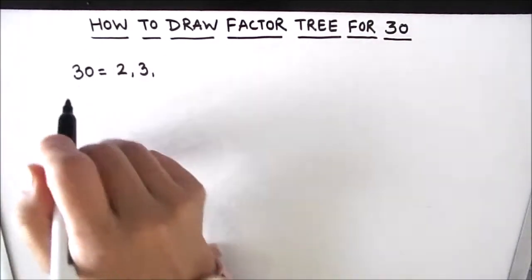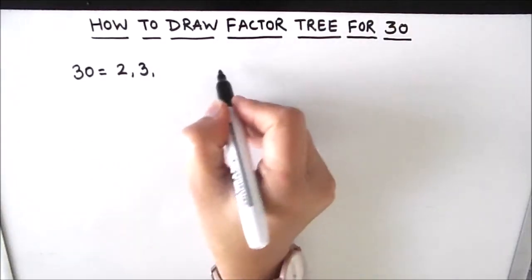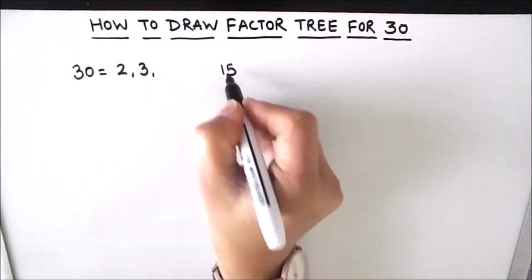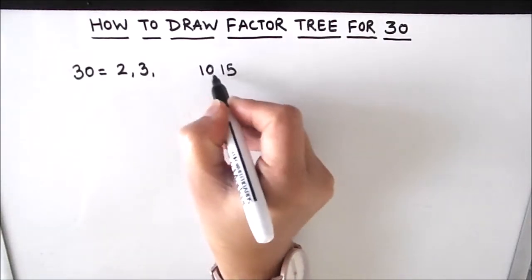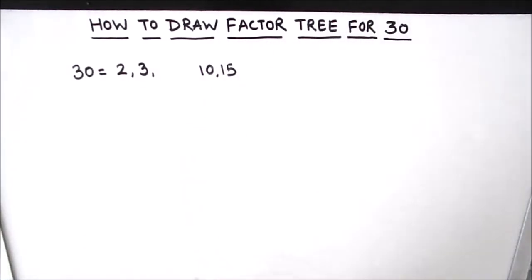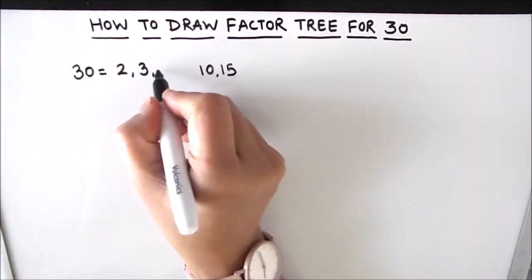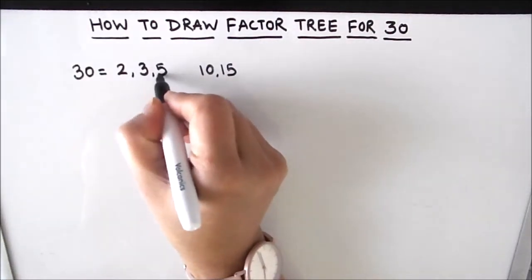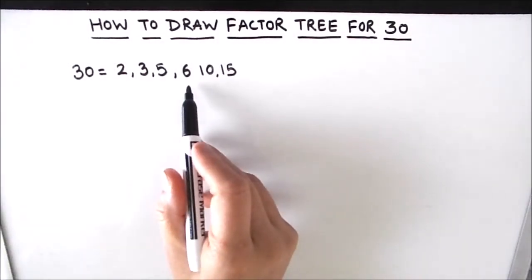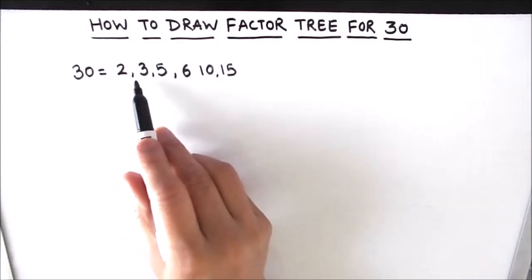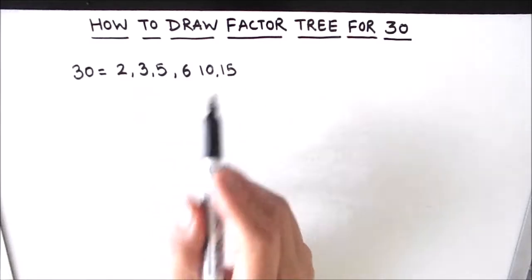Factors of 30 are 2. 2 times 15 is 30, so 15 is also a factor of 30. 3 times 10 is 30, so 10 is also one of the factors of 30. And then the next prime number is 5. 5 times 6 is 30, so 6 is also a factor of 30. So the factors of 30 are 2, 3, 5, 6, 10, 15.